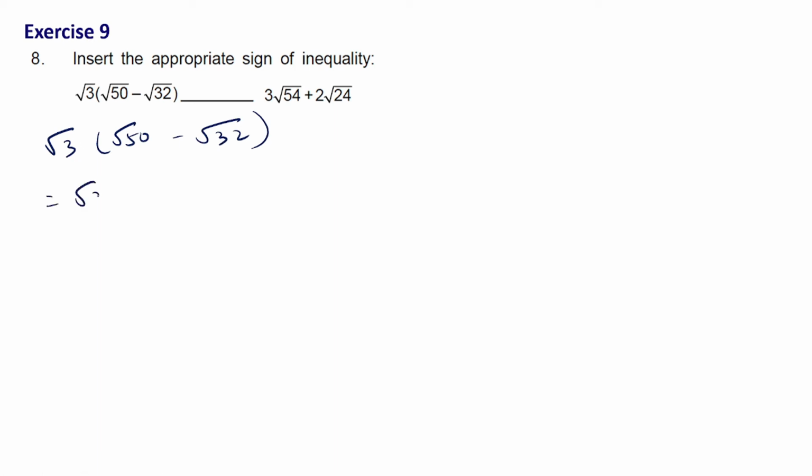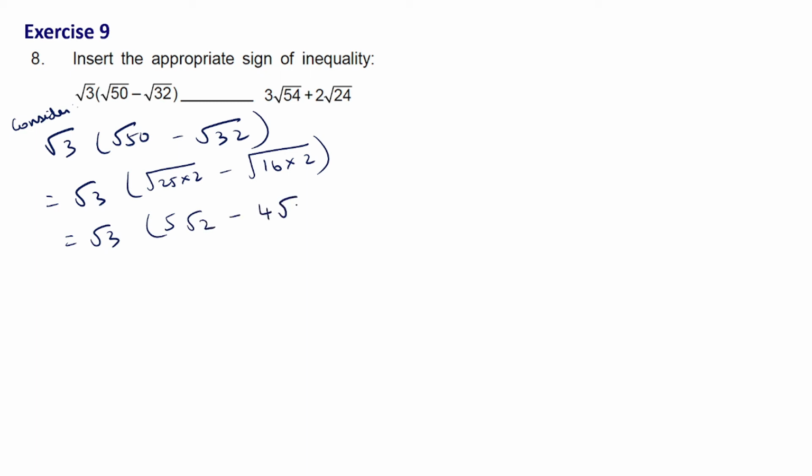So this is equal to root 3 into, consider, root 50 is root of 25 into 2 minus root 32 is root of 16 into 2. So this is equal to root 3 into root 25 is 5. So it is 5 root 2 minus root 16 is 4. So it is 4 root 2. So this is equal to root 3 into 5 root 2 minus 4 root 2, which is root 2. So this is root 6.